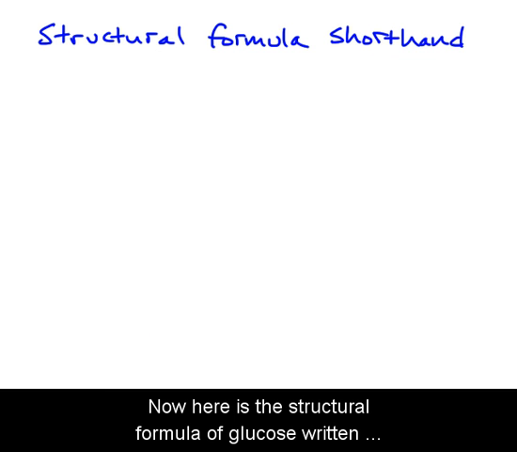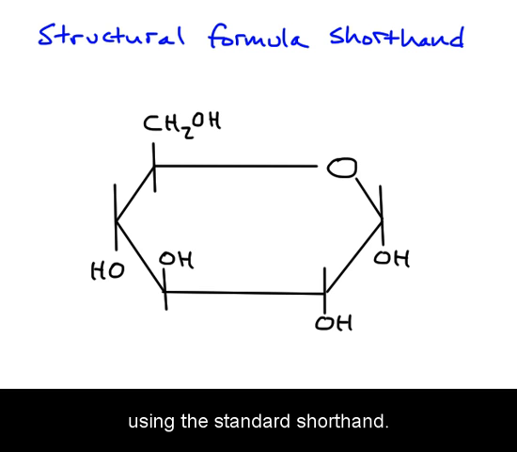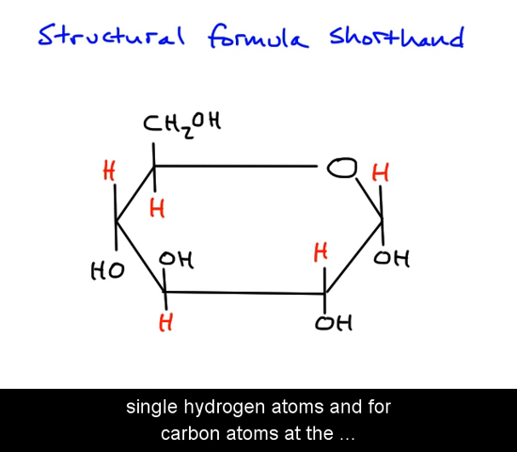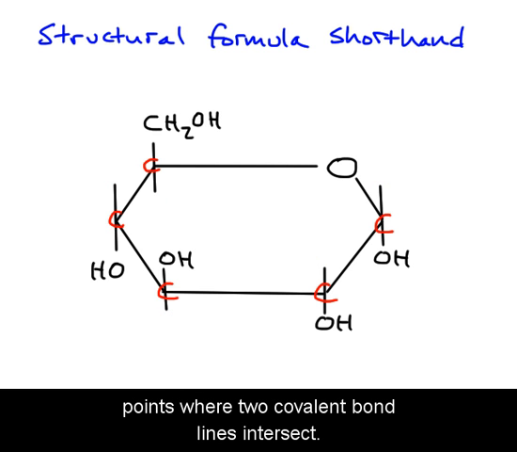Now here is the structural formula of glucose written using the standard shorthand. To simplify the diagram, we leave out the symbols for single hydrogen atoms and for carbon atoms at the points where two covalent bond lines intersect.